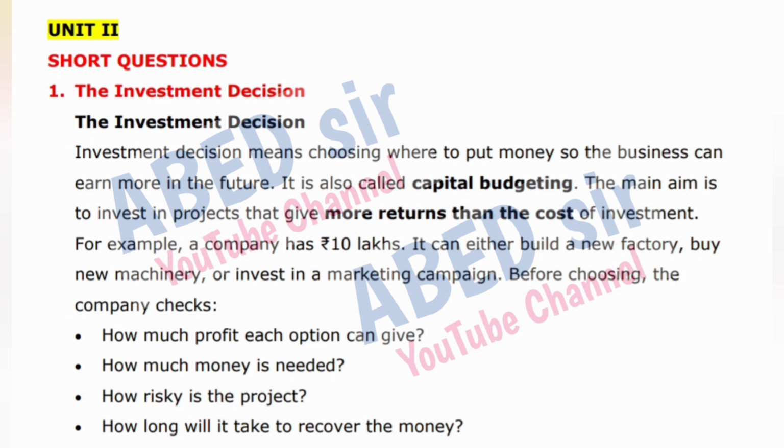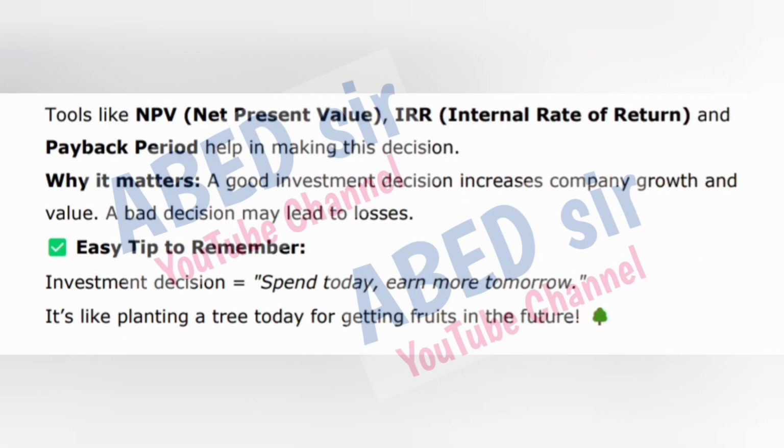For example, a company has 10 lakhs rupees. It can either build a new factory, buy new machinery, or invest in a marketing campaign. Before choosing, the company checks how much profit each option can give, how much money is needed, how risky the project is, and how long it will take to recover the money. Tools like NPV, net present value, IRR, internal rate of return, and payback period help in making this decision.